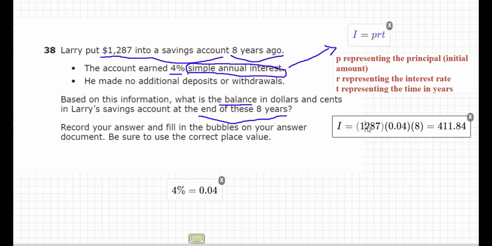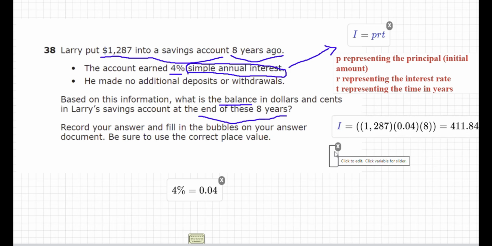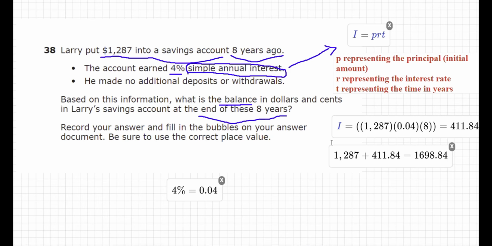The question of this problem is, what is the balance of Larry's savings account? Initially, Larry has $1,287, hence add $1,287 to the interest. $1,287 plus $411.84 equals $1,698.84, and that's the answer for this problem.